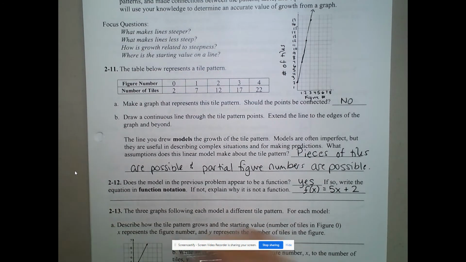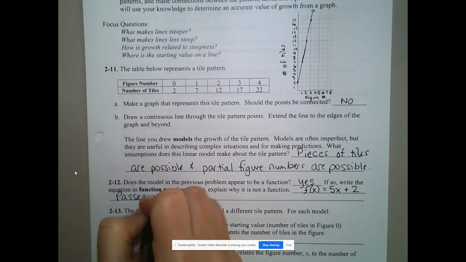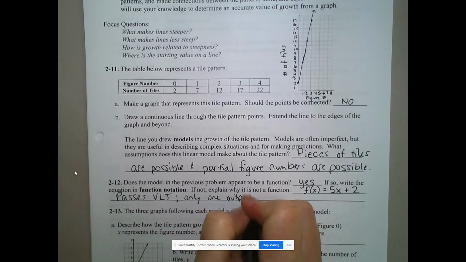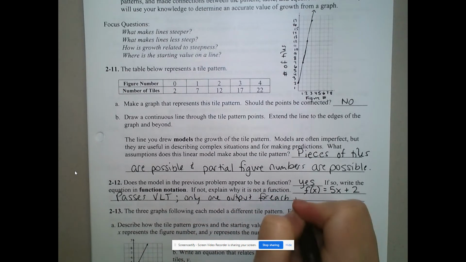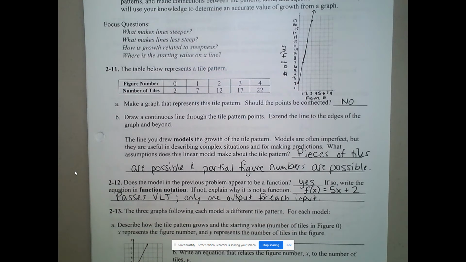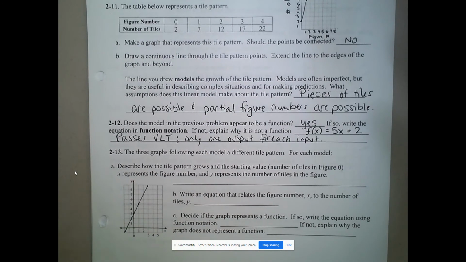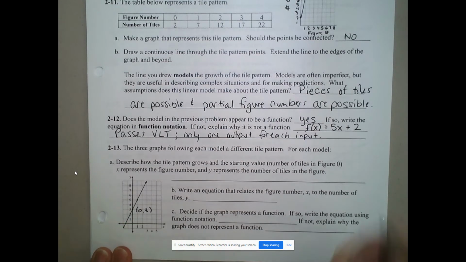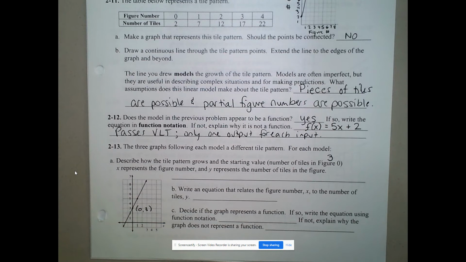And why is it a function? We could say it passes the vertical line test. We can also say only one output for each input, which is more the definition. The 3 graphs following each model a different tile pattern. For each model, A, describe how the tile pattern grows and the starting value. So how many tiles are in figure 0? If we are looking at figure 0, here is 0, we would go up until we hit 3. We can look for the coordinate that starts with 0. So figure 0 has 3 tiles.